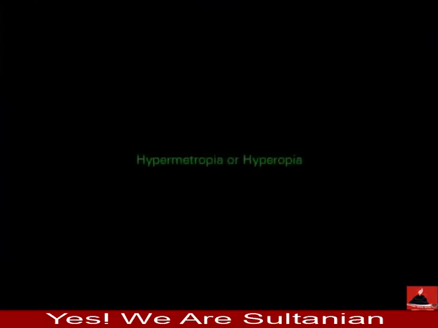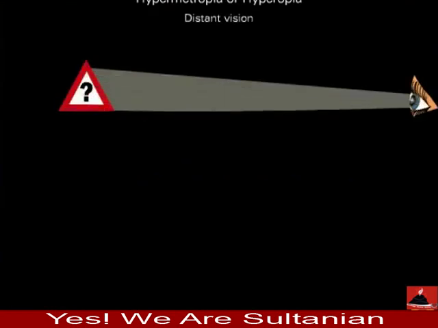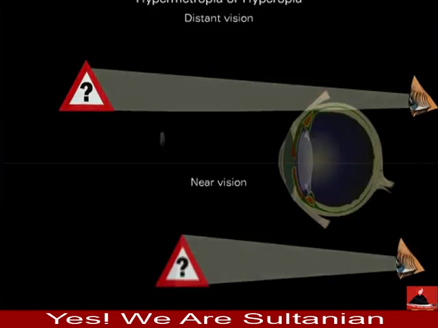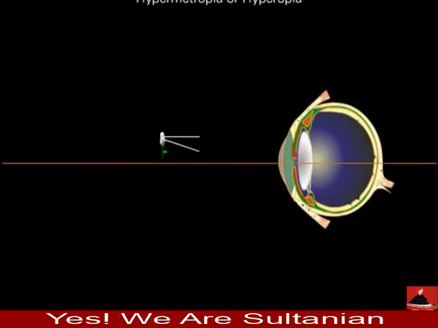Hypermetropia or hyperopia. Hypermetropia or hyperopia is an eye defect in which distant vision is clear, while near vision is blurred. This occurs when the light rays entering the eye converge behind the retina.